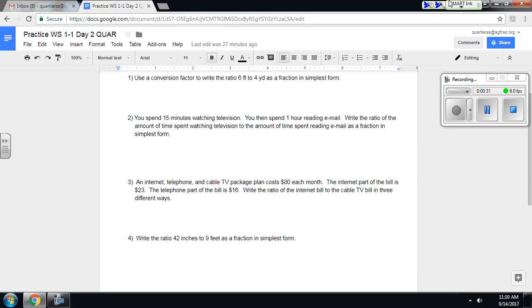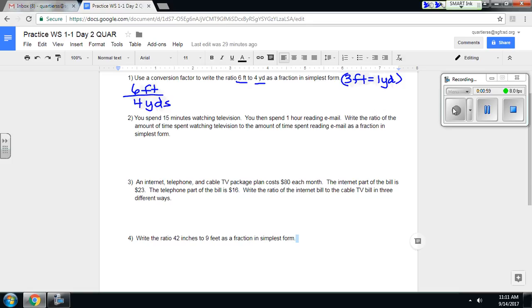They're asking us to do 6 feet to 4 yards. We have to write it that way: 6 feet to 4 yards. Now I know that there are 3 feet equals 1 yard, and yes, you need to write this.